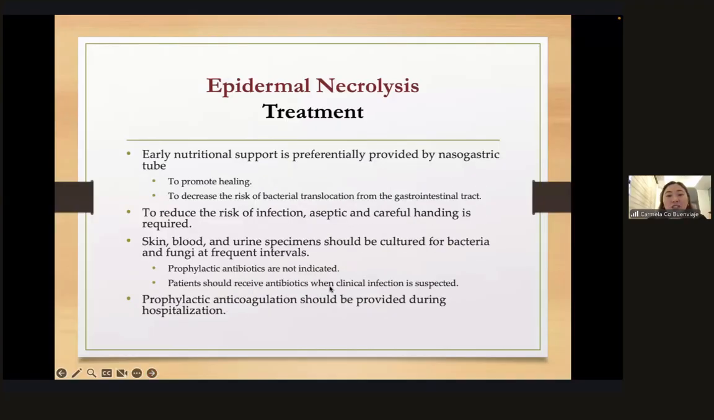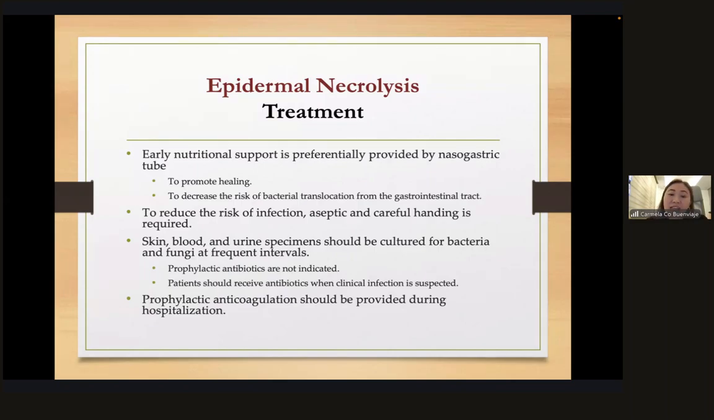Okay, so early nutritional support is preferentially provided via nasogastric tube to promote healing of the esophagus and to decrease the risk of bacterial translocation from the gastrointestinal tract. To reduce the risk of infection, aseptic and careful handling is required. Skin, blood, and urine specimens should be cultured for bacteria and fungi at frequent intervals, so as I said, not only once. Prophylactic antibiotics are not really indicated unless there's an infection, that's why we should really watch the patient closely. The patient should receive antibiotics when clinical infection is suspected.